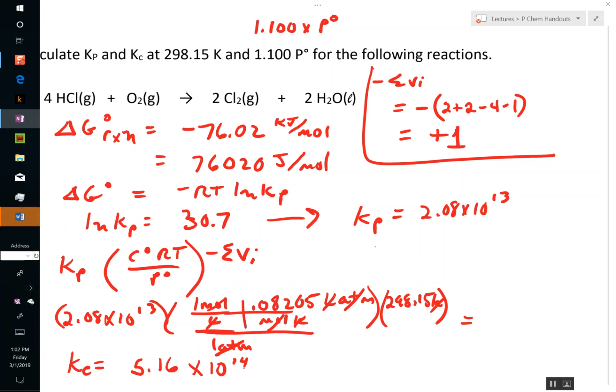I got 5.16 times 10 to the 14 for Kc. Okay, so you put it to the negative first power? To the first power, because it's the negative sum of the V's, and when you add all those up you get negative 1, and then with the negative it's one. Right, because products are positive and reactants are negative, and it's to the negative of the sum. So it's negative 1, and then you're negative. Yeah. Okay, thank you.